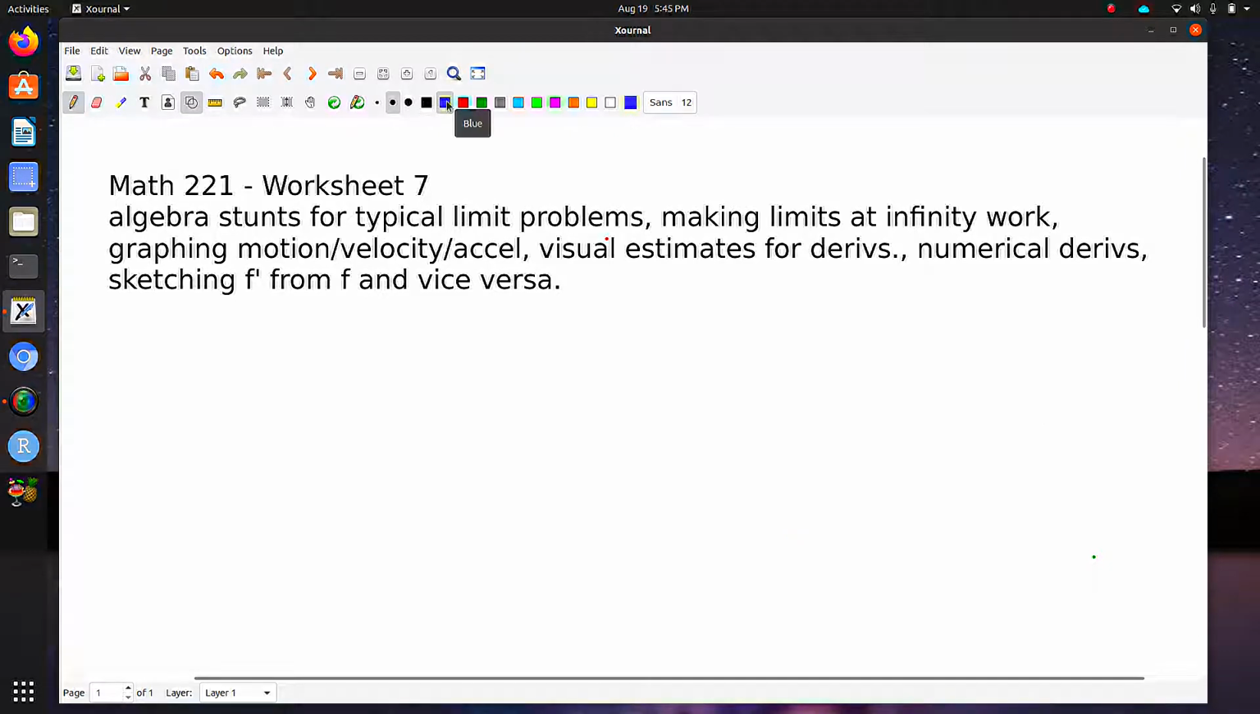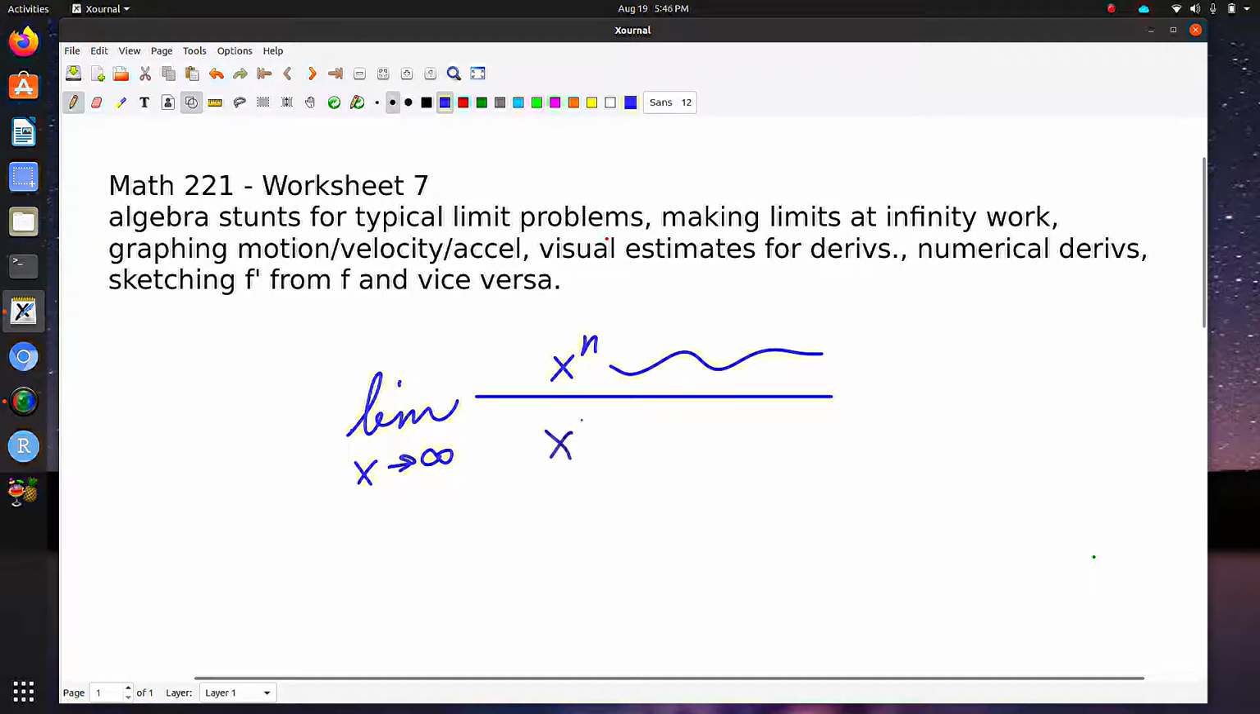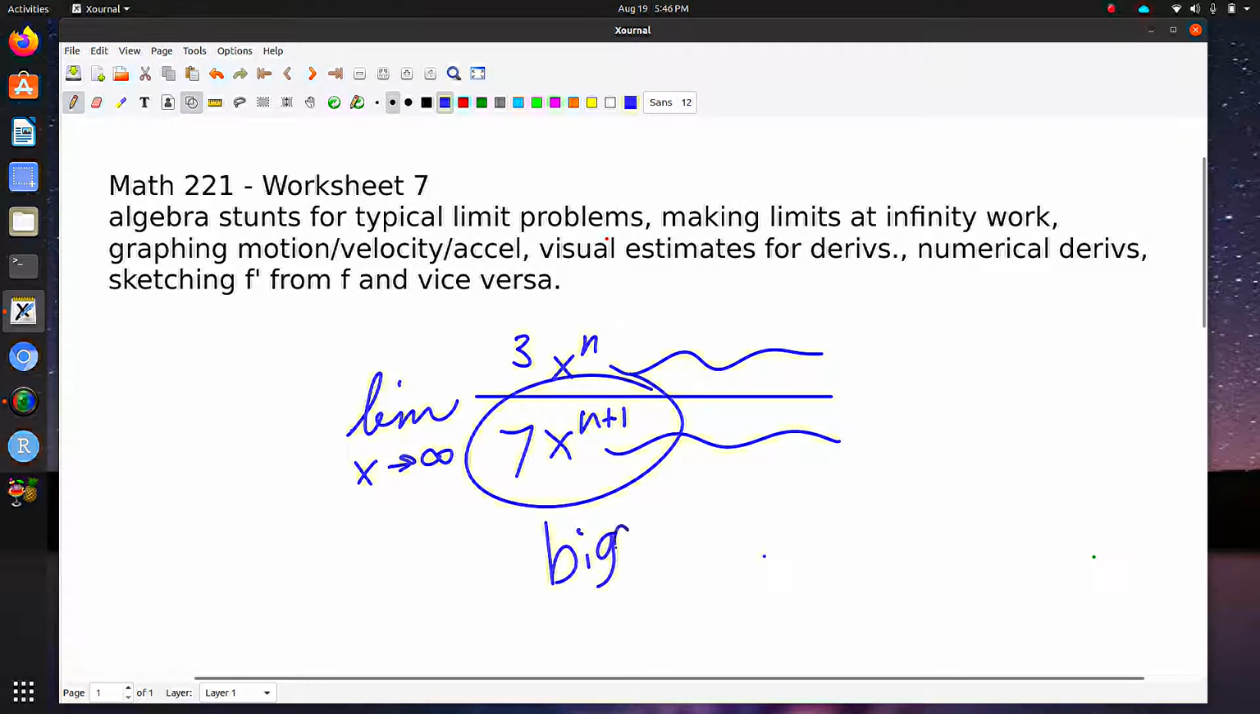We have something very similar with polynomials going off to infinity. If you have polynomials of the same degree, like 3x to some degree n plus lower terms over 7x to the degree n plus lower terms, and n is the highest degree term in that polynomial, the whole limit is going to be 3 over 7. But if you have something like an n plus 1 in the denominator, then that suddenly becomes bigger, and you have small over big, and that thing is going to go to 0.